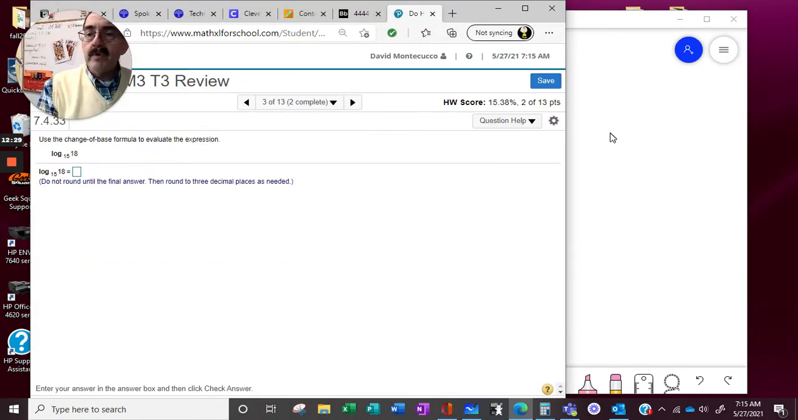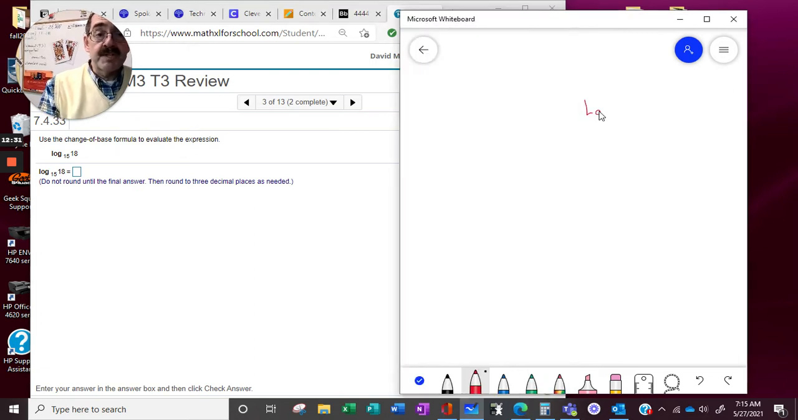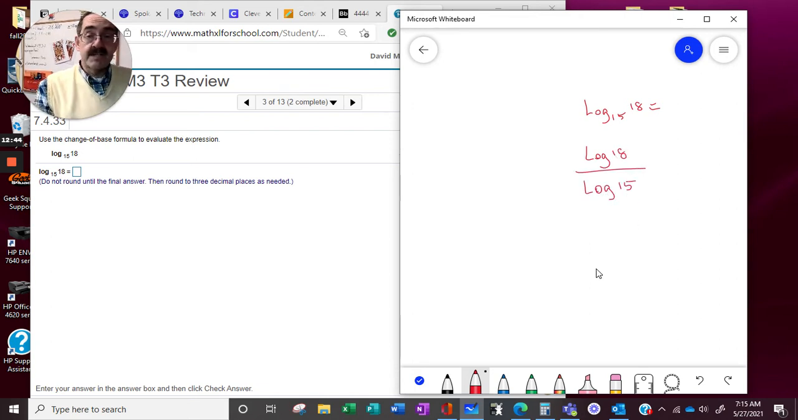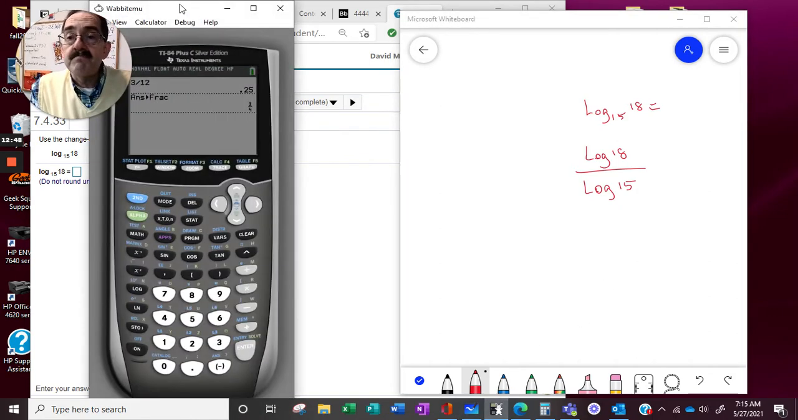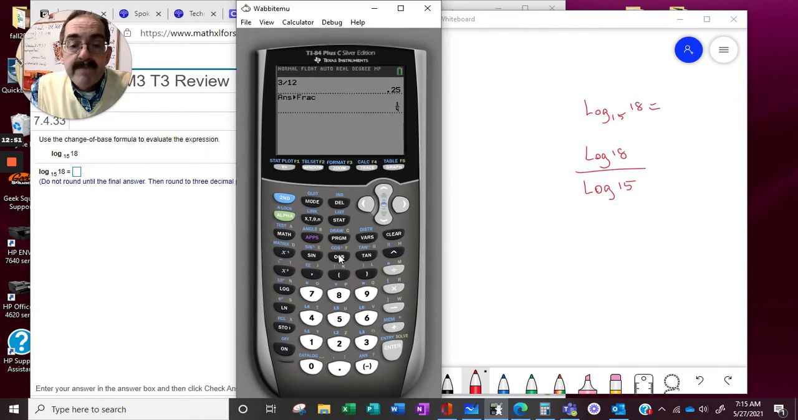Okay, so change of base. Now we can write this with our calculator. We could just type this in, log base 15 of 18. Okay, you don't have a fancy calculator. Just take the log of 18 divided by the log of 15. Serious, that's all it is. Okay, and we're going to grab the fancy calculator so you can see both of them side by side. All right, so log 18 close divide log 15 close equals.